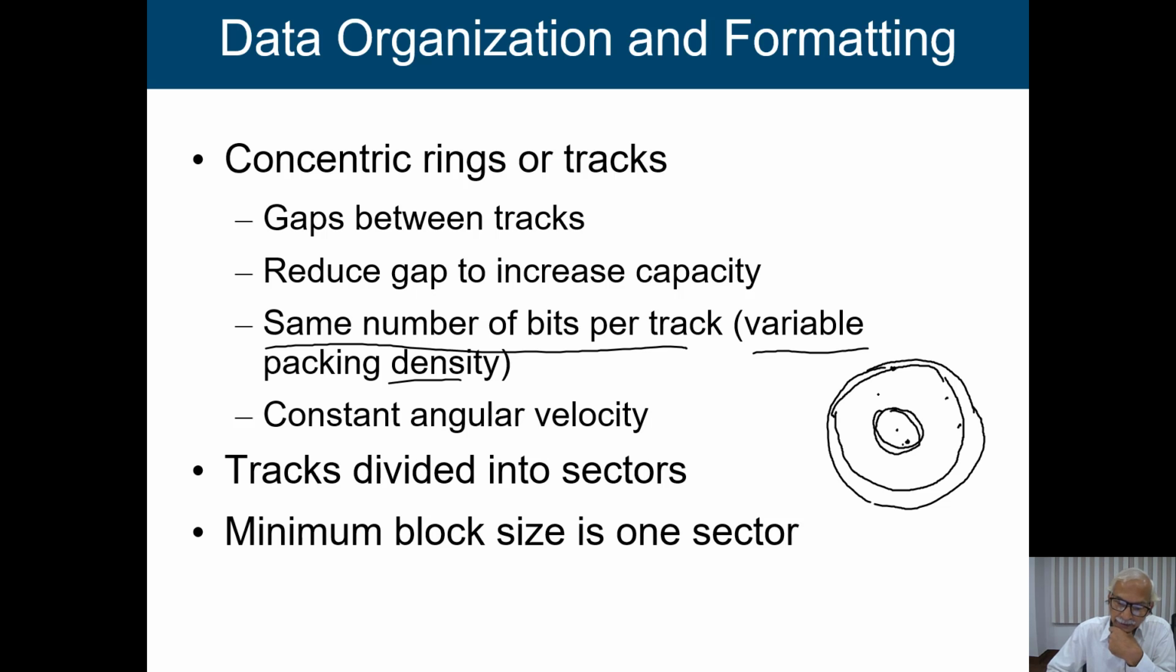Now tracks are divided into sectors. So we can divide it into different sectors. So the minimum block size is one sector. That means this is the minimum block size. So we say this is the addressable space, which is the block size. Okay. And block size is the same for all the tracks. Okay. So this is the way that we are going to say.